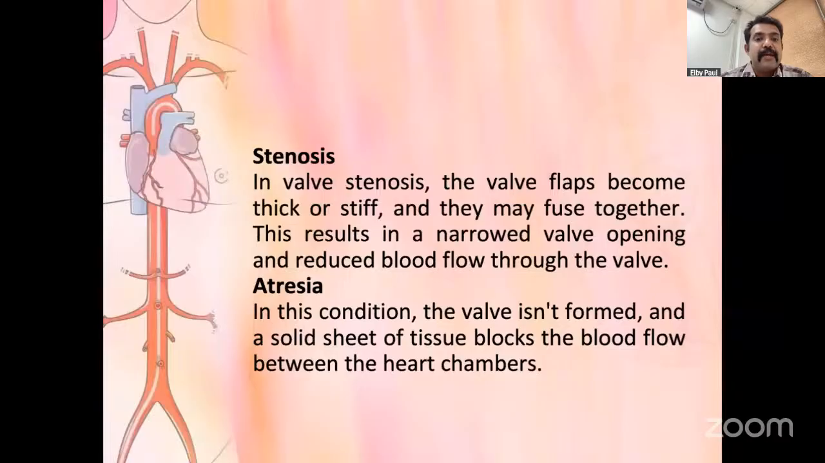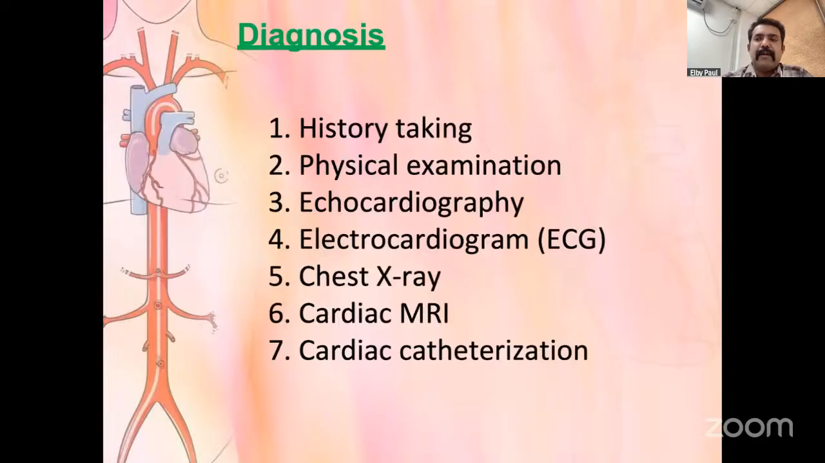contracting chamber. Stenosis: in valve stenosis, the valve flaps become thick or stiff and they may fuse together. This results in a narrowed valve opening and reduces the blood flow through the valve. Because the valve is thick or stiff, movement will not happen properly, so it's stenosis. Again there will be blood leakage. Atresia: in this condition, the valve isn't formed and a solid sheet of tissue blocks the blood flow between the heart chambers. It's a congenital situation, the valve has not formed properly. All these situations can be corrected through proper surgical interventions.